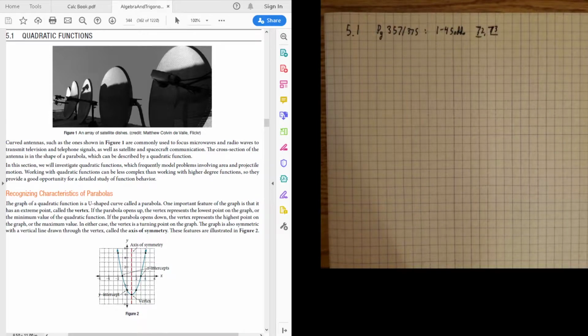But in the meantime, let's look at section 5.1. Section 5.1 deals with quadratic functions, so these are your basic parabolas. Let's start by talking about some pretty important characteristics to remember.